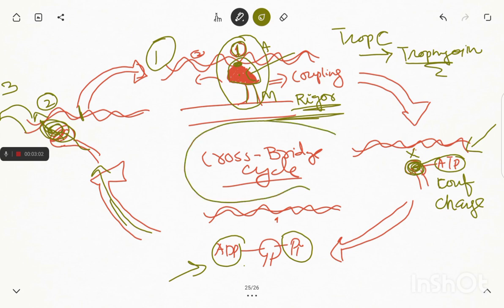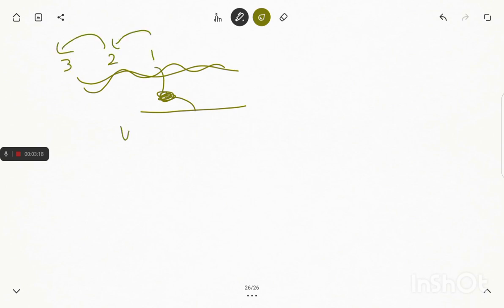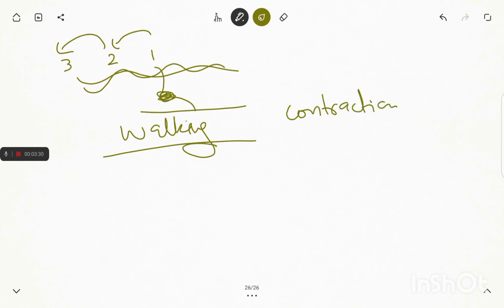This is known as the cross-bridge cycle. This cycle will carry on, and because of this cross-bridge cycle, there will be forward movement of myosin. Myosin will jump from position 1 to position 2 to position 3. So myosin will keep on walking along the actin filament. Because myosin keeps walking along the actin filament, this excitation contraction coupling will continue.